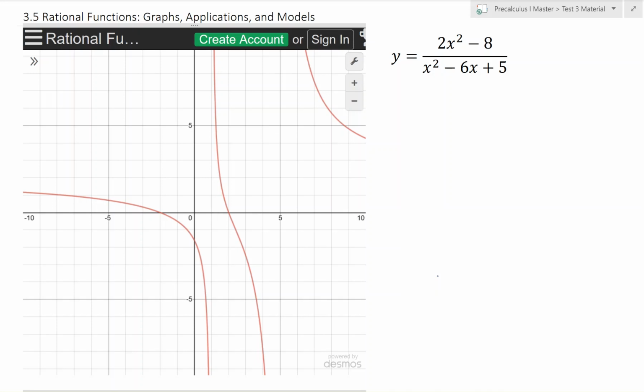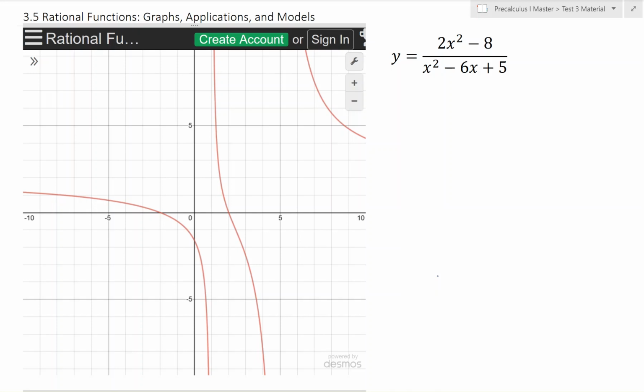3.5 is rational functions, graphs, applications, and models. We're really only going to be doing the graphs part out of section 3.5, and that in itself is a pretty hefty task. So I'm going to go over some of the concepts in general first. Then we'll do several examples showing some of the features that may show up in your graphs, and you'll want to get a lot of practice on this, graphing these on paper, not just working them on the computer. It's a completely different experience.